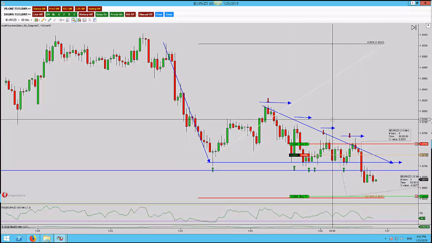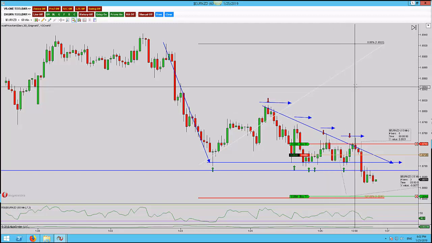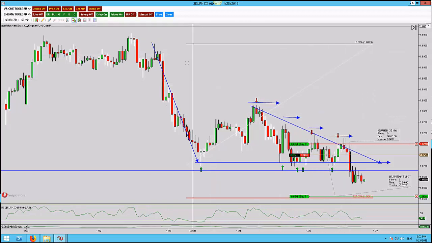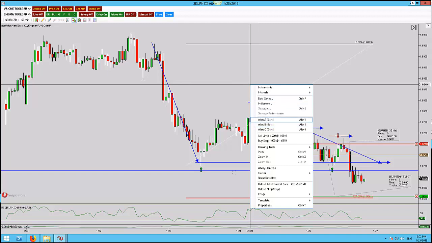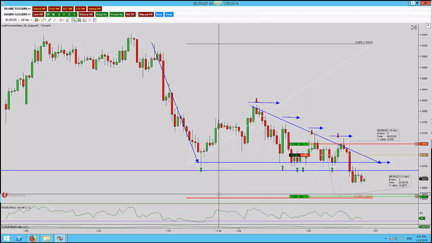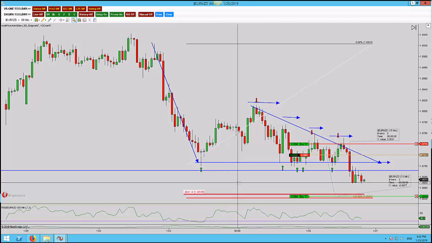Whether or not we can get out of this market before the market closes, I don't know. I really would not like to hold the Euro New Zealand over the weekend. The fees are very expensive. It would just be better if we could get out of this market rather than holding the trade over the weekend.